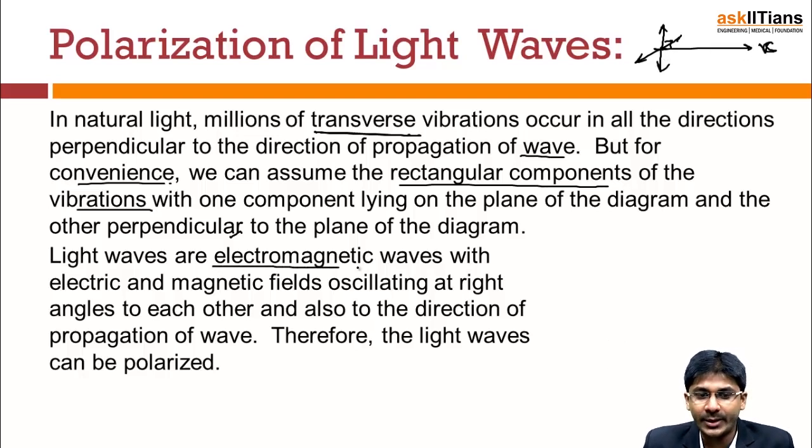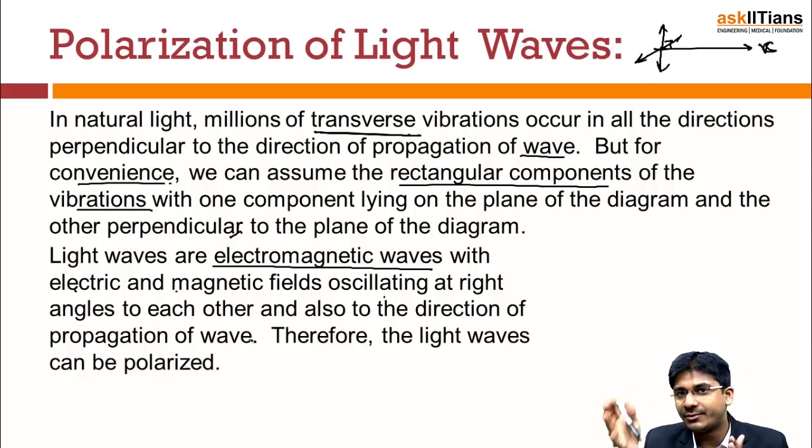Light waves are electromagnetic waves with electric and magnetic fields oscillating at right angles to each other. We have seen this in the diagram, and also with respect to the direction of propagation of the waves. Therefore, light waves can be polarized. Because the electric field is in a particular direction and the magnetic field is perpendicular to it, we should have a particular direction of electric field, so we should have a particular direction of slit. Then only it can pass, otherwise it can't.